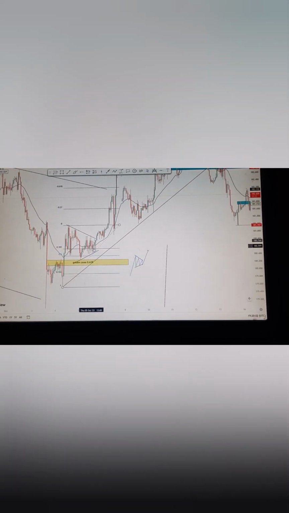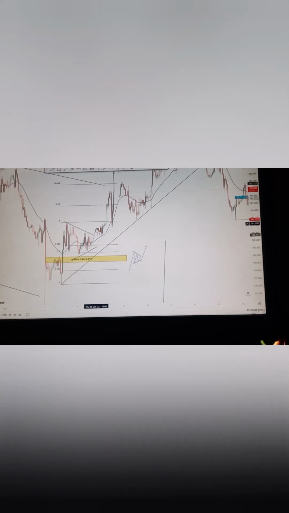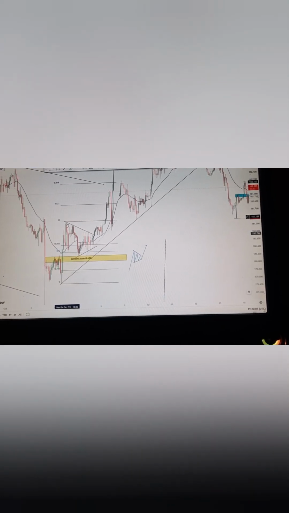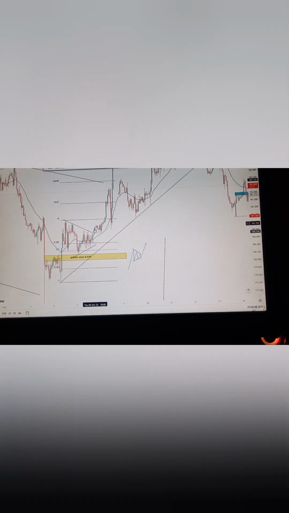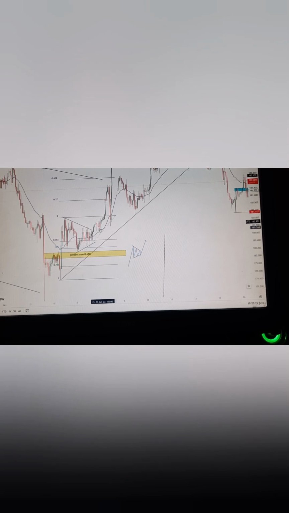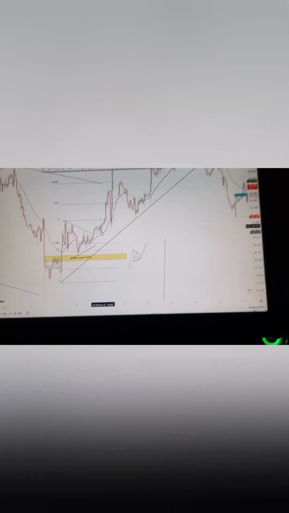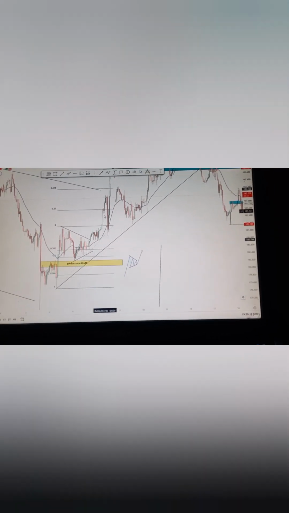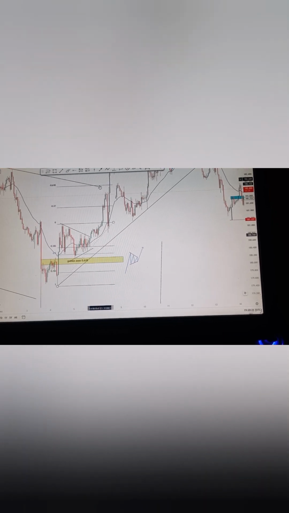And as you can see here, price moved up and broke the pattern, broke the trend line. Then we came back to retest the trend line. We got another entry, and price just shot up straight to our 618 level.